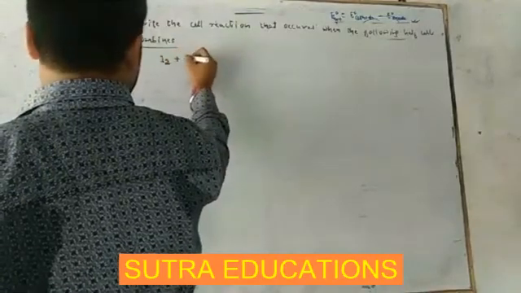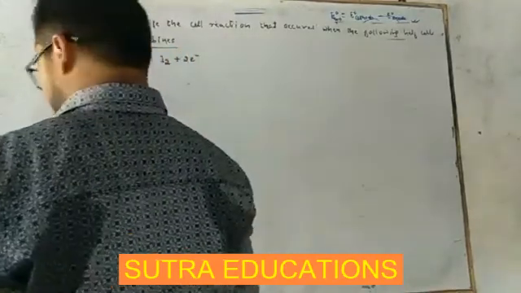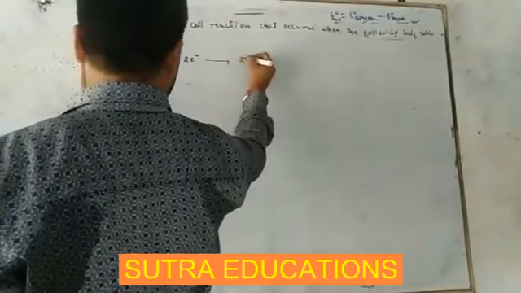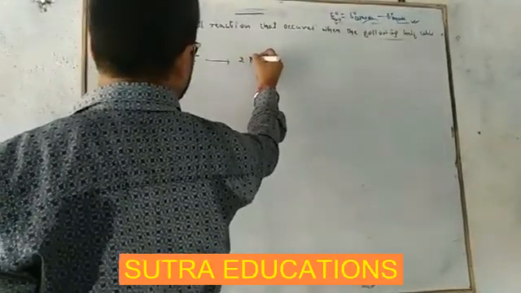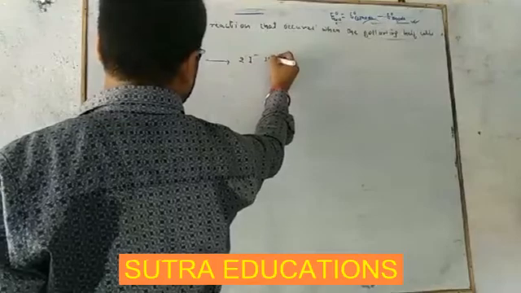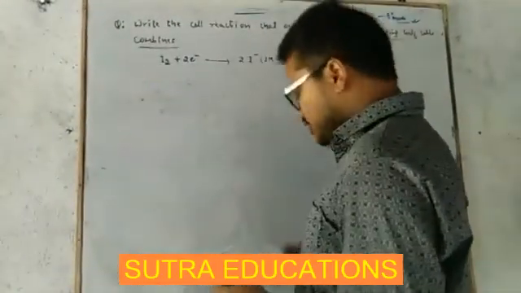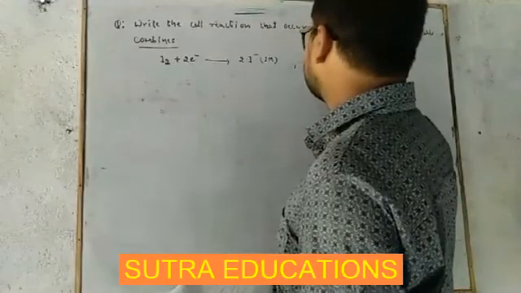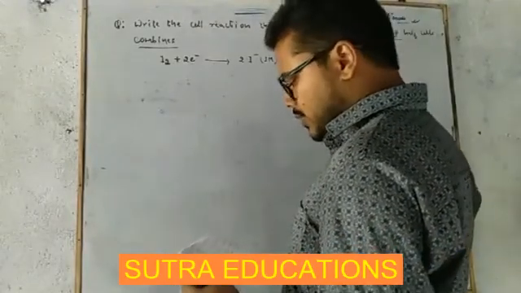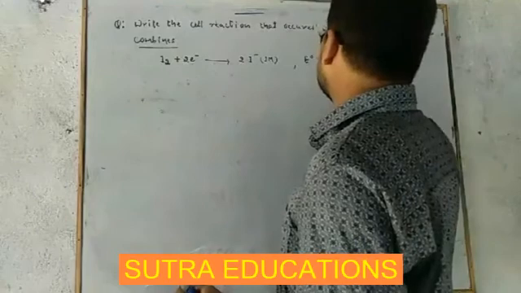I2 plus 2 electrons becomes 2I minus, and its concentration is 1 molar, and the E naught value is given for this. It is equal to plus 0.54 volt.